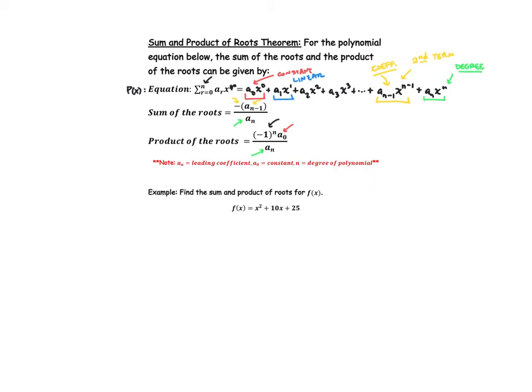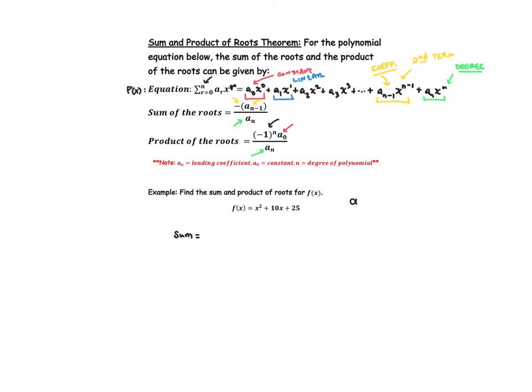So find the sum and product of the roots for f of x. Okay, so this is a pretty basic example, but I want to show you how this equates to what we already know about factoring. So the sum of the roots, of course I know there will be 2 of them, right?